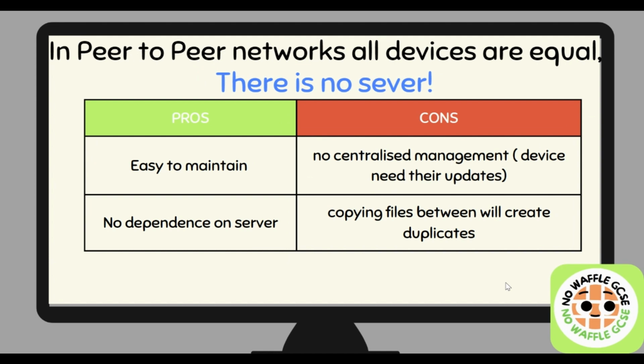Now let's look at peer-to-peer networks. So in peer-to-peer networks, this is what you call a decentralized network. There is no server, therefore all of the devices are equal. So pros include that peer-to-peers are easier to maintain. There's no dependence on the server, so you don't need any specialist to come and help you with that.